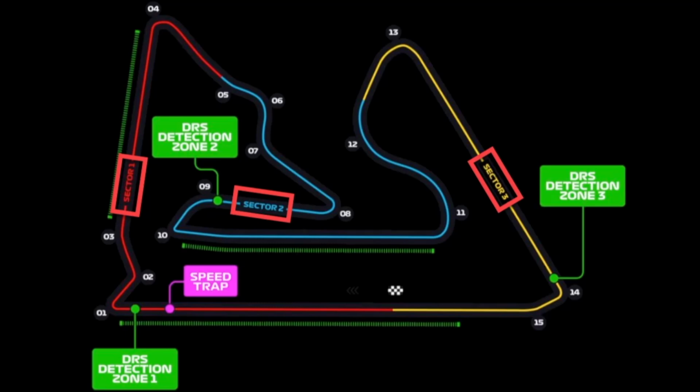For timing purposes, the lap is split into 3 sections, each of which is roughly a third of the lap. These sections are officially known as Sector 1, Sector 2, and Sector 3. Teams use sectors to measure driver performance. For example, if a driver is slow in Sector 1, this could mean that his car is not performing well in straight line speed, as there are very few turns in Sector 1.